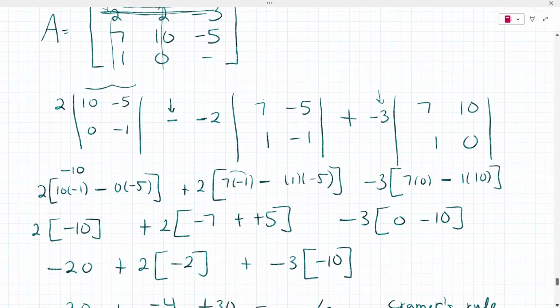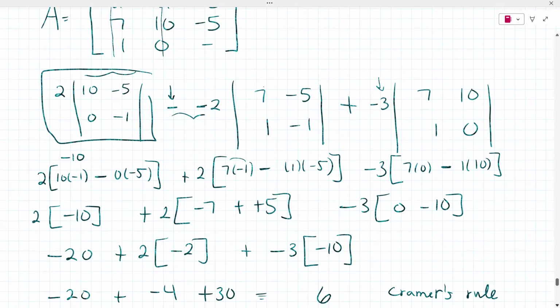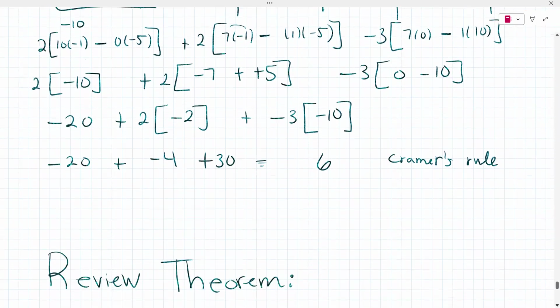Now you have a 2 by 2 matrix, and it's easy to find the determinant of a 2 by 2 matrix. If you look at this, it's going to be 2 and then multiply 10 times -1 minus 0 times -5. And then over here, 2 negatives becomes a positive. And then you're left with 7 times -1 minus 1 times -5. Over here, you have a -3, and then it's 7 times 0 minus 1 times 10. Keep on going, and then you get 6.